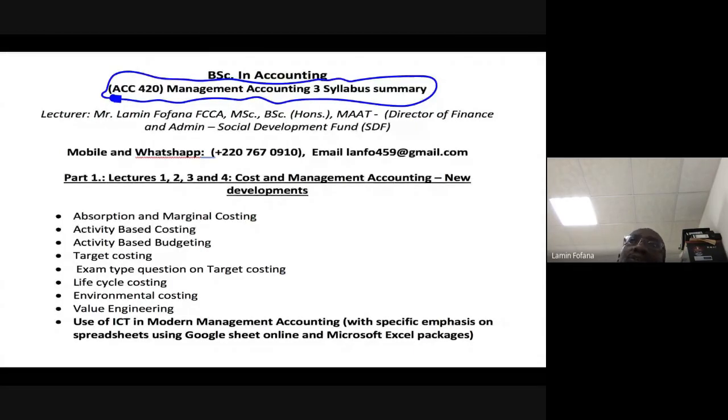Target costing, like I said, is a new costing technique, just like ABC. It is very, very important when it comes to pricing, because we know in absorption costing, we consider the direct costs, we consider overheads and then use the total cost as one of the barometers to measure our selling price. But the only problem with this pricing technique, using absorption costing, is it does not take cognizance of what prevails in the market.